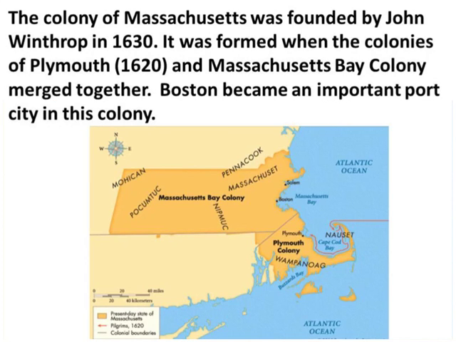The colony of Massachusetts was founded by John Winthrop in 1630. It was formed when the colonies of Plymouth, which was founded in 1620, and Massachusetts Bay Colony merged together. Boston became an important port city in this colony. If you look at this illustration, you see this is where the port city of Boston is located.